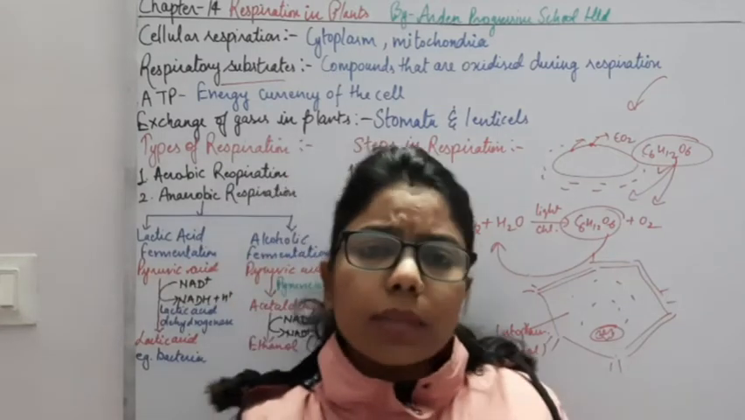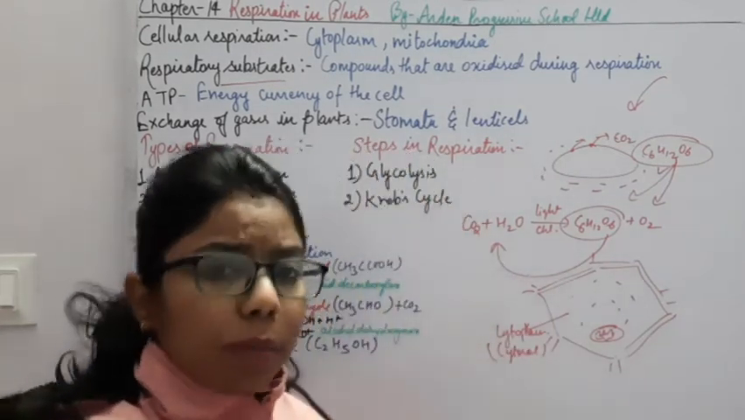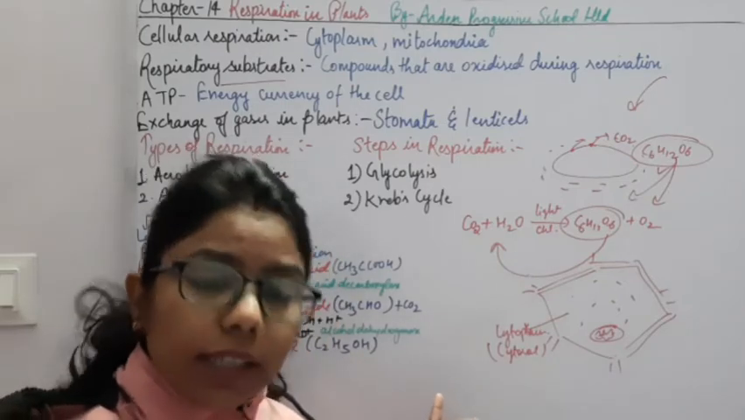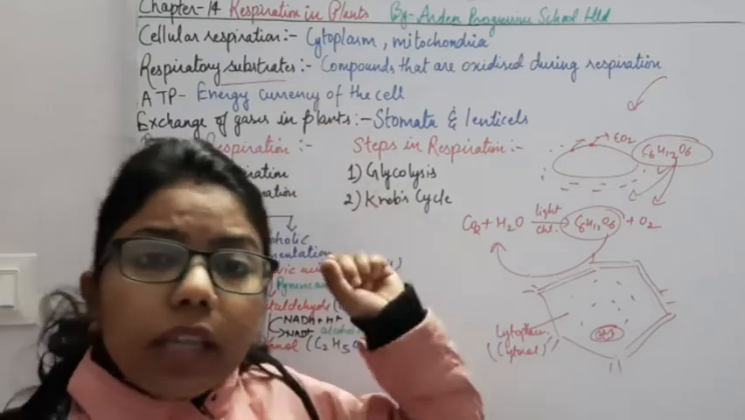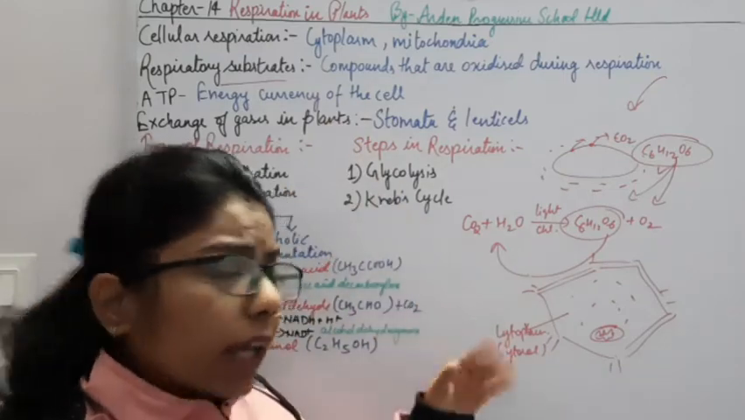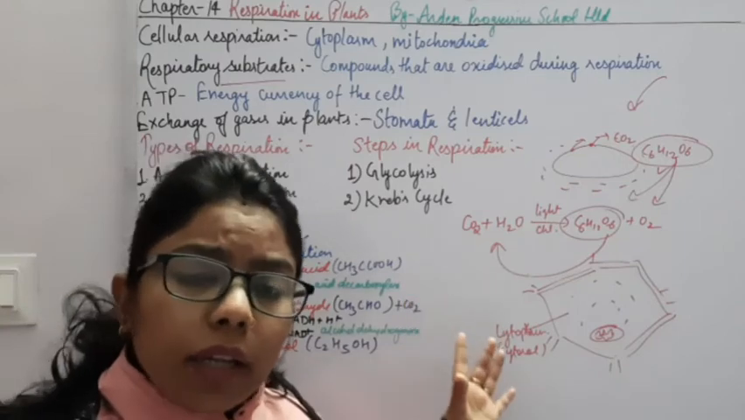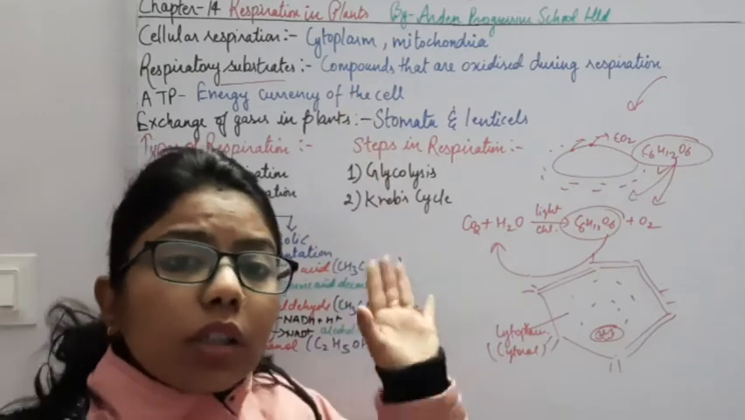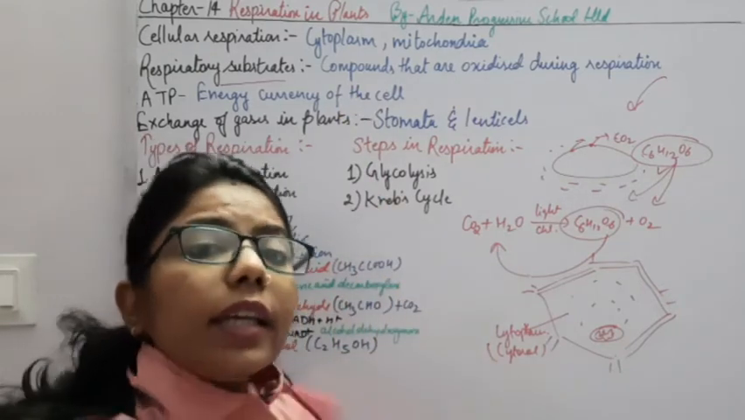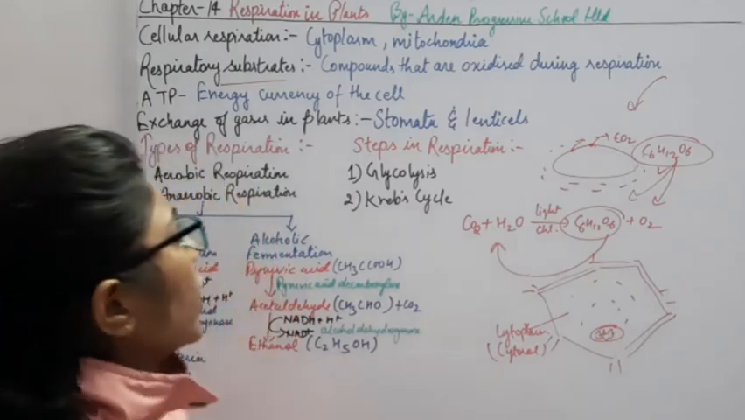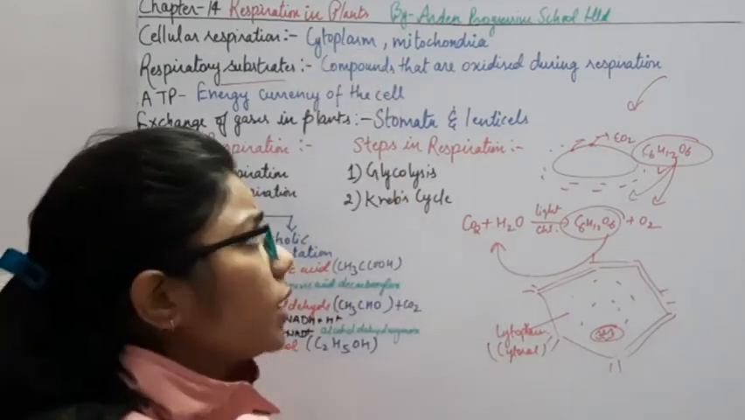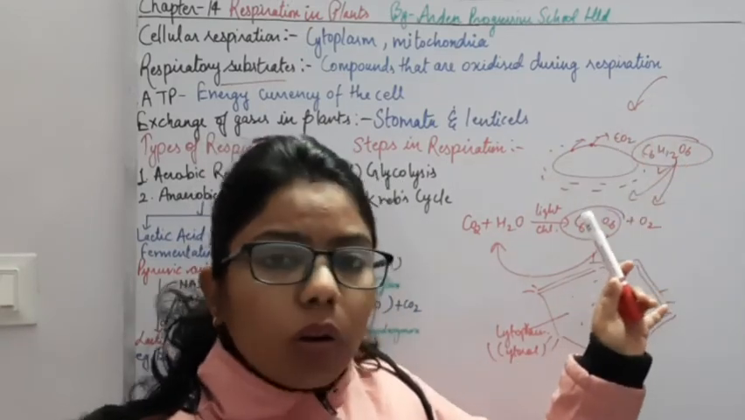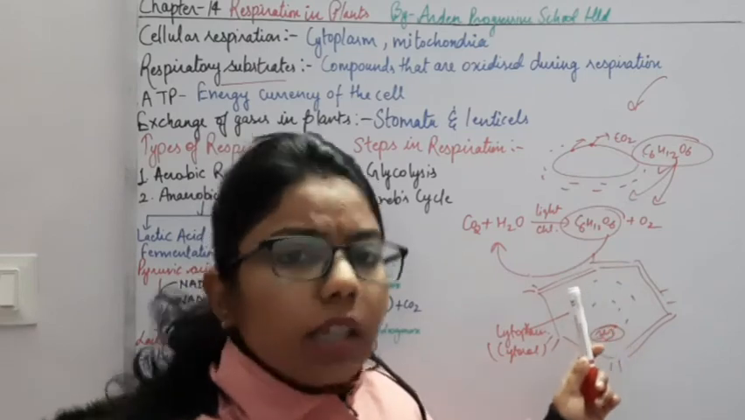Now comes the respiratory substrate. What do you understand by the respiratory substrate? These are the compounds which we are going to break down for releasing energy. Because on acting on this substrate, the plants are respiring. It means they are taking in oxygen and breaking down their substrate, as well as giving out CO2. So these are the compounds that are oxidized during respiration. And respiration is taking in oxygen and releasing CO2.